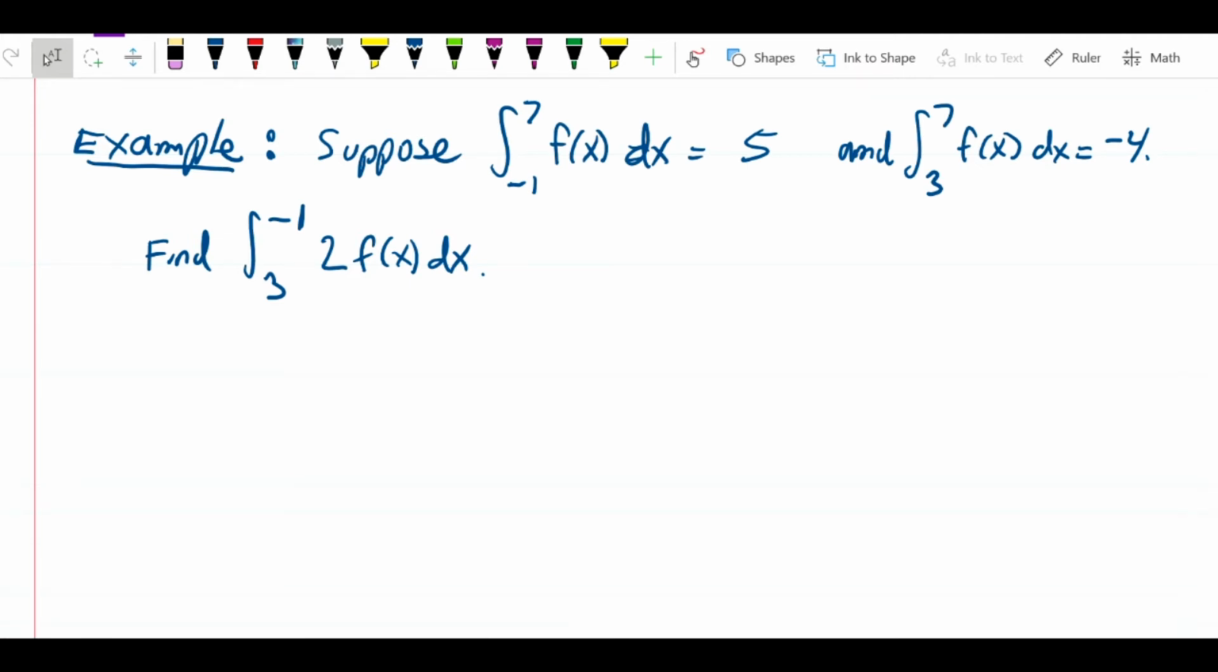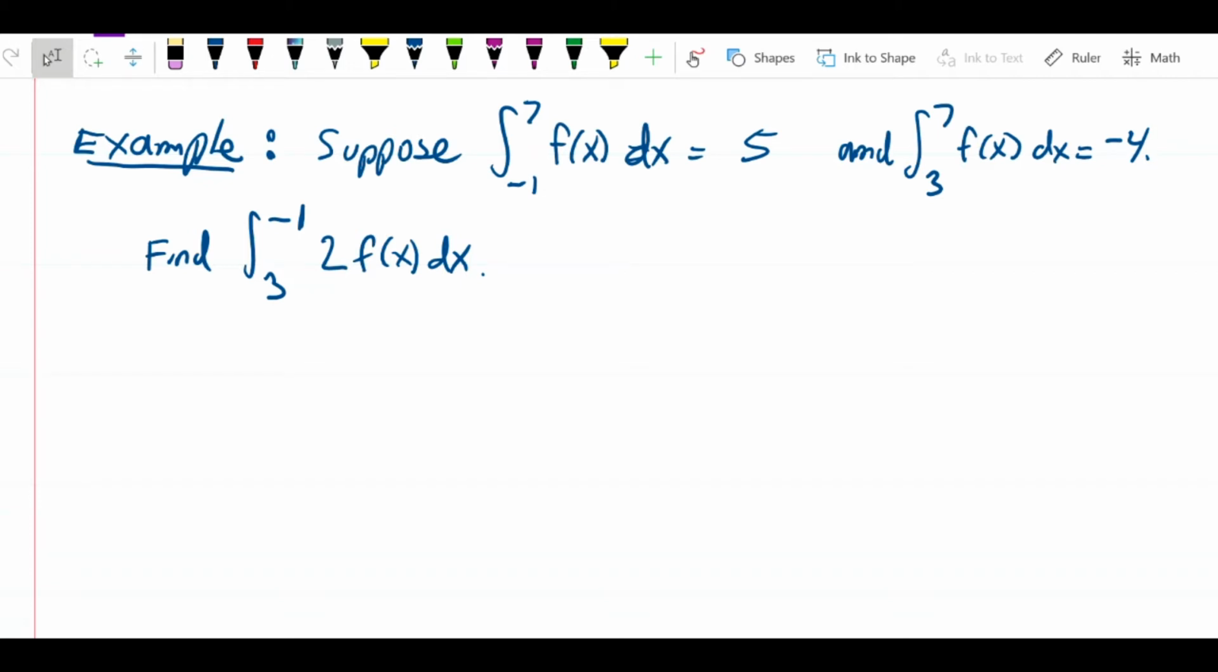Okay, so here's an example of how we can use the properties of integrals to solve a problem. So let's suppose that we are given the fact that the integral from -1 to 7 of f of x dx is 5, and the integral from 3 to 7 of f of x dx is -4. Let's use those facts to find the integral from 3 to -1 of 2 f of x dx.